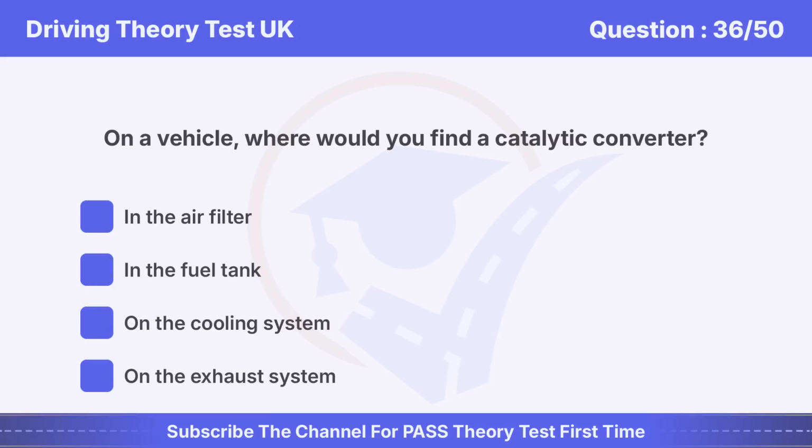Question 36. On a vehicle, where would you find a catalytic converter? Option A, in the air filter. B, in the fuel tank. C, on the cooling system. D, on the exhaust system.